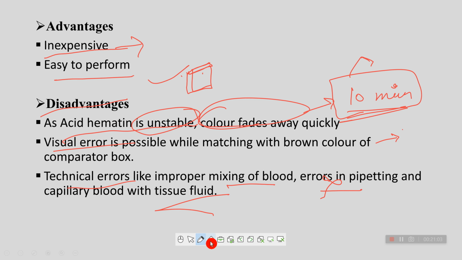So these errors may be involved while performing this technique. Nowadays in laboratories, the manual method is not generally used. Only laboratories which do not have modern equipment perform hemoglobin determination by Sahli's method.